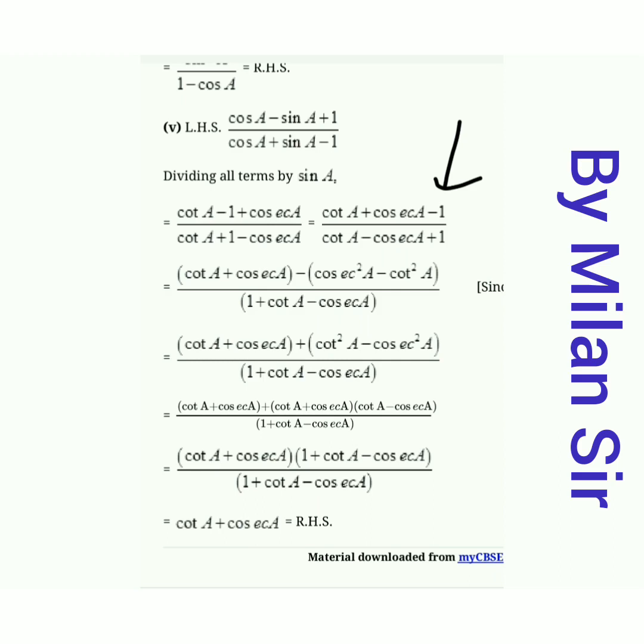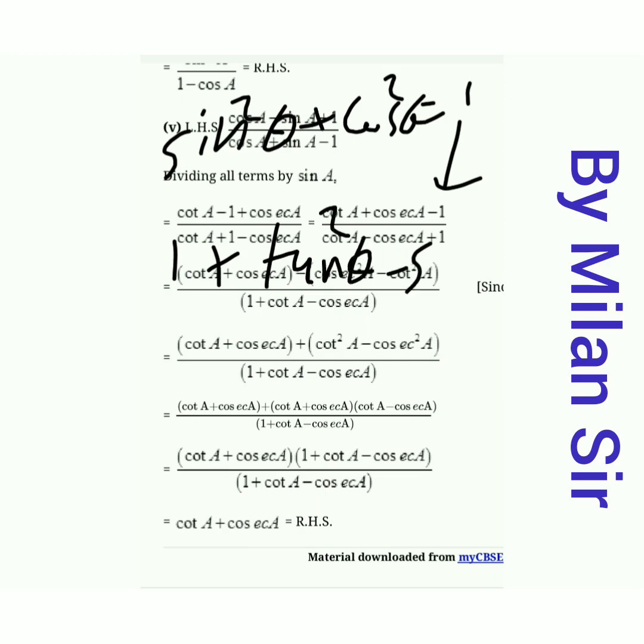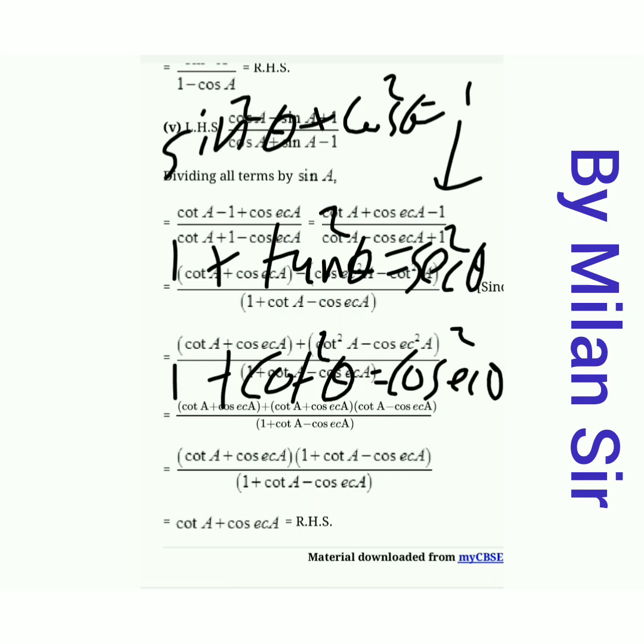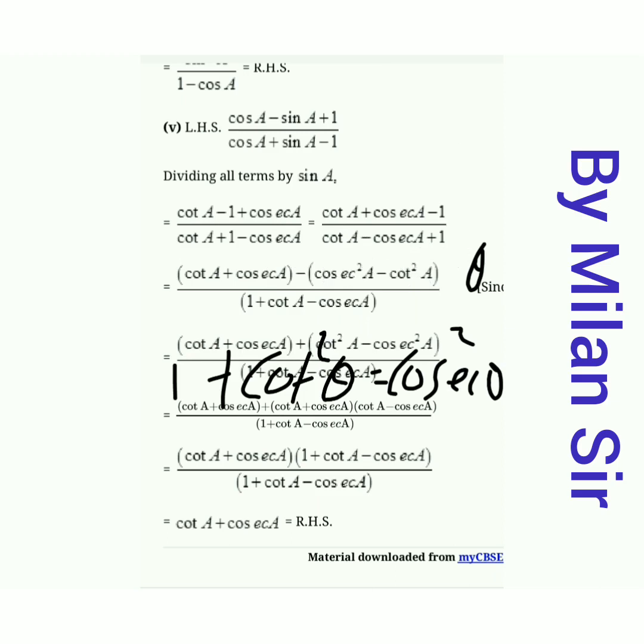Now in total we have 3 identities. That is sin square theta plus cos square theta is equal to 1. Then 1 plus tan square theta is equal to sec square theta. And 1 plus cot square theta is equal to cosec square theta. But here we want our answer in terms of cot and cosec. So forget these 2 identities. We can directly go for our third identity, 1 plus cot square theta is equal to cosec square theta.